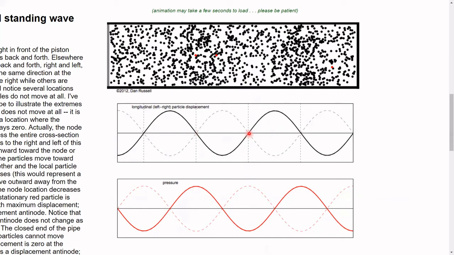Same thing over here. This is a displacement node and a pressure antinode. So right now, at this moment in time, there's a rarefaction at this location in the tube. But half a period later, this black curve will have moved to where the dashed curve is, and will have the opposite slope, and so that rarefaction will become a compression. And that's why the pressure a half period later will be up here. But you can see that the nodes and antinodes are offset by half a wavelength, it looks like. Is it half a wavelength or a quarter wavelength?